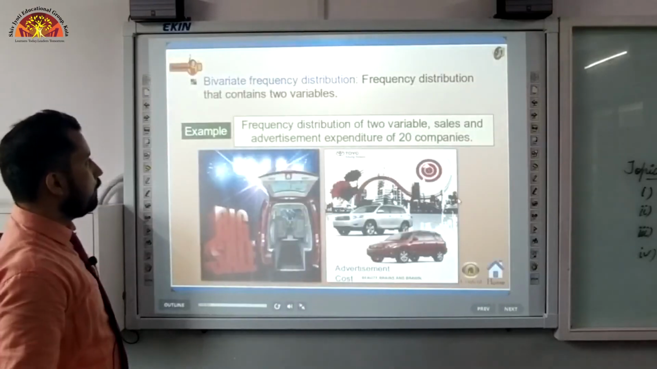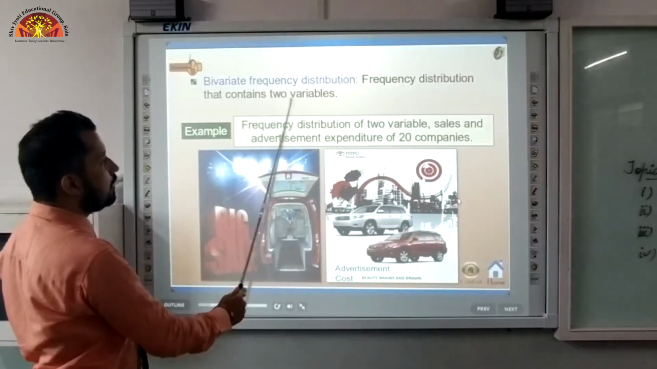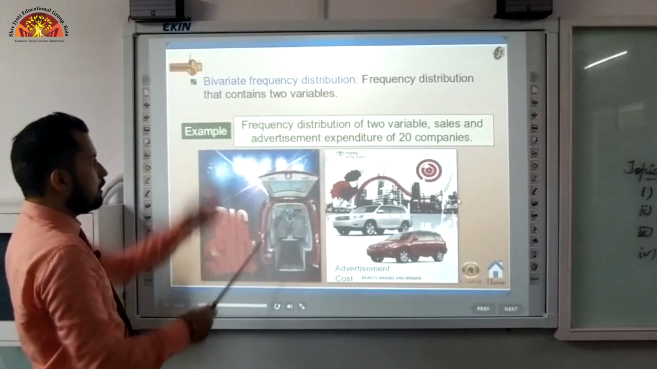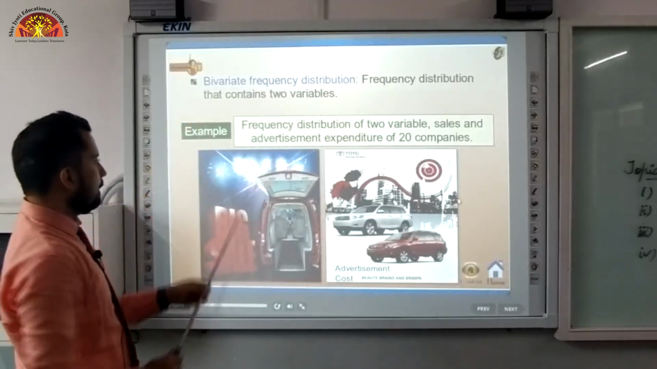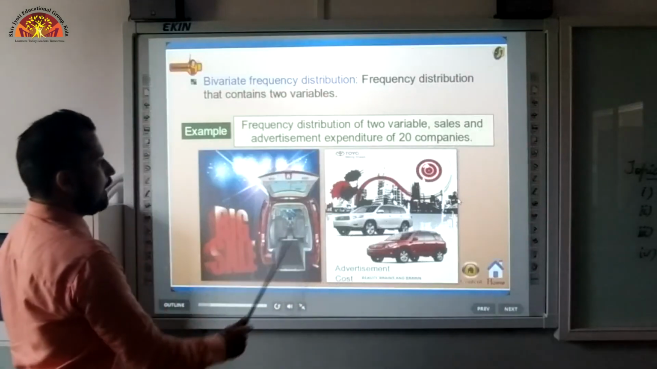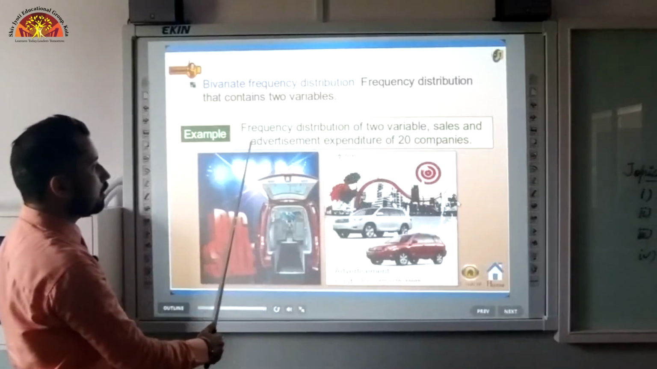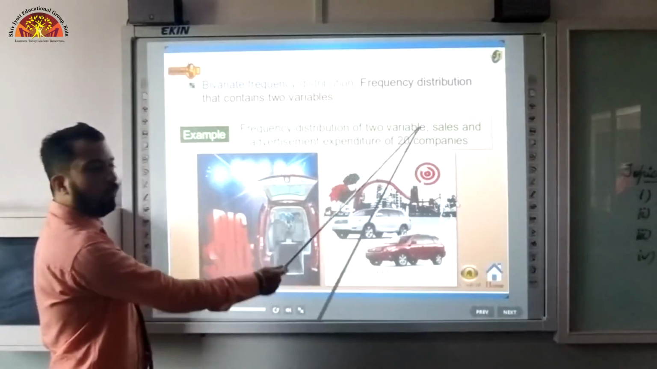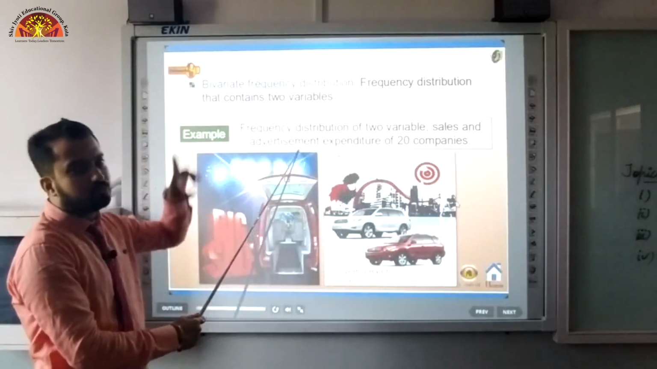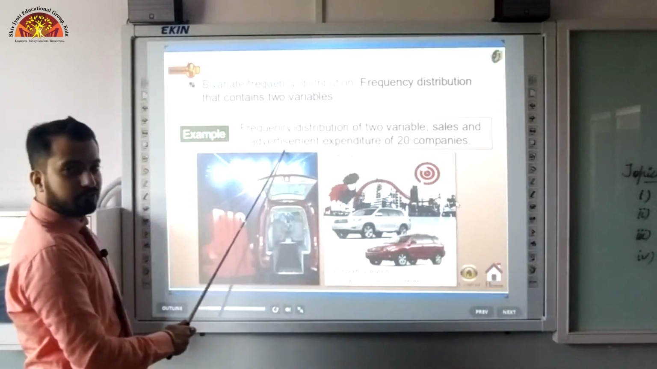Next is bivariate frequency distribution. Frequency distribution that contains two variables. कोई भी किस तरह का फ्रीक्वेंसी डिस्ट्रीब्यूशन जहां पे कि हमें two variables given होंगे. Frequency distribution of two variables, sales and advertisement expenditure of 20 companies. This you can see it is talking about frequency distribution of two variables, sales and advertisement. Means both of the things are there, sales and advertisement expenditure as well.